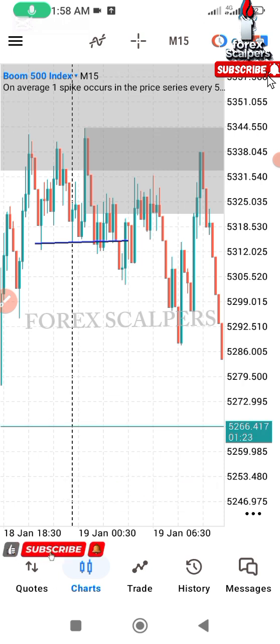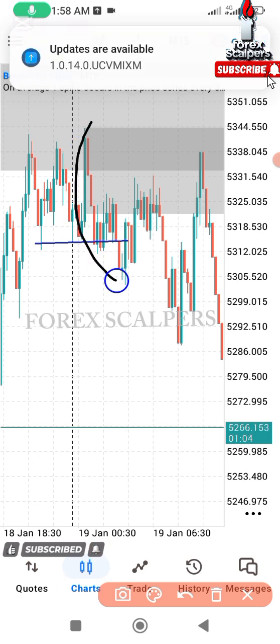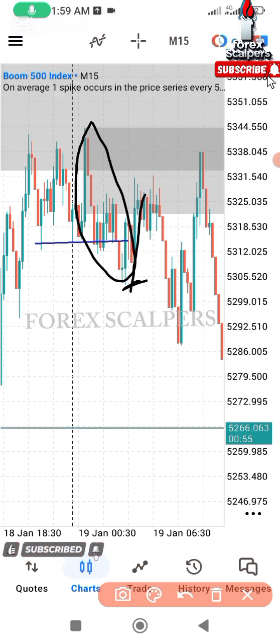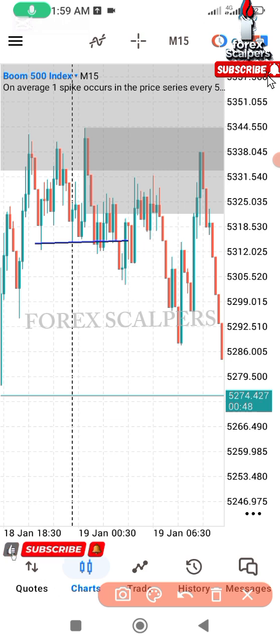Okay, now if you look at this carefully, we also had an imbalance. We have an imbalance from here all the way to this point. So all of this fair value gap falls into our order block. You can see that after price left here, came down here, and then broke this structure from this zone, price pulled back and filled this imbalance. You can see that it filled the imbalance 100%.